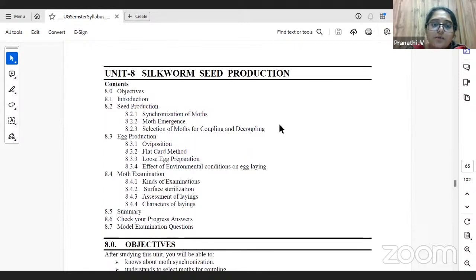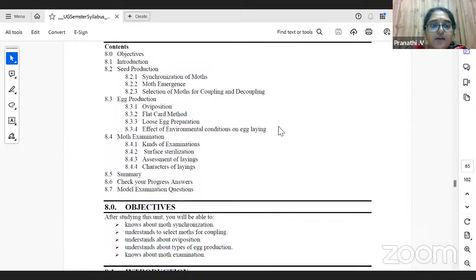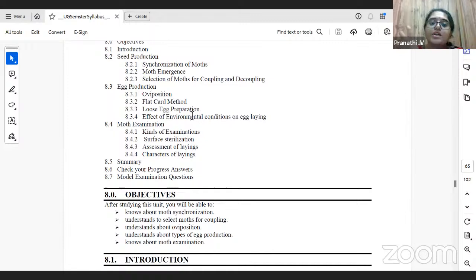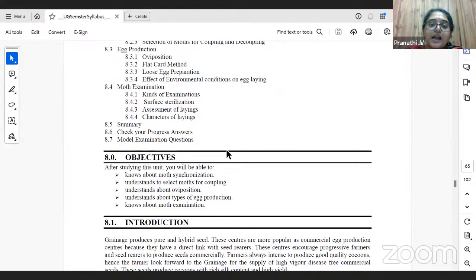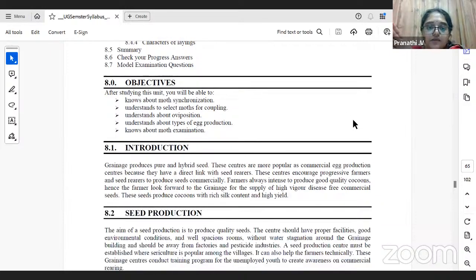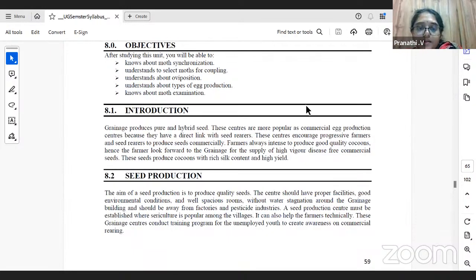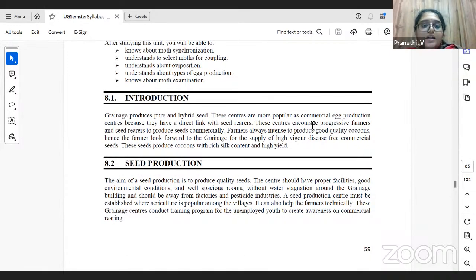Now when we look at silkworm seed production, we have to do synchronization of the moth emergence, then the selection of the moths for coupling and decoupling. What exactly is oviposition? What is the flat card method, loose egg preparation, the effect of environmental conditions, and the kind of examination, surface sterilization, assessment of layings, characters of the layings. Now you see grainage produces pure and hybrid seeds. So you need to see that commercial egg production centers have a direct link with the seed rearers. So always intense measures are taken to produce good quality seeds.